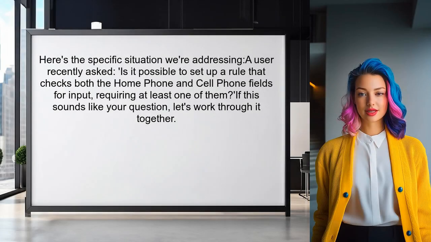Here's the specific situation we're addressing. A user recently asked, is it possible to set up a rule that checks both the home phone and cell phone fields for input, requiring at least one of them? If this sounds like your question, let's work through it together.